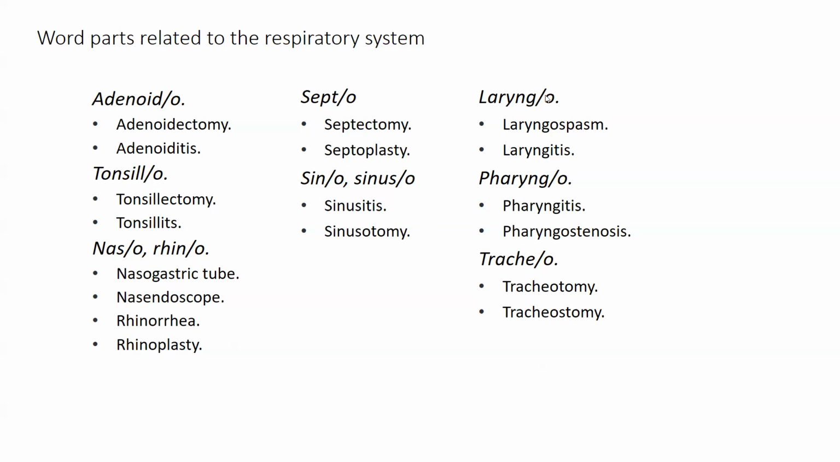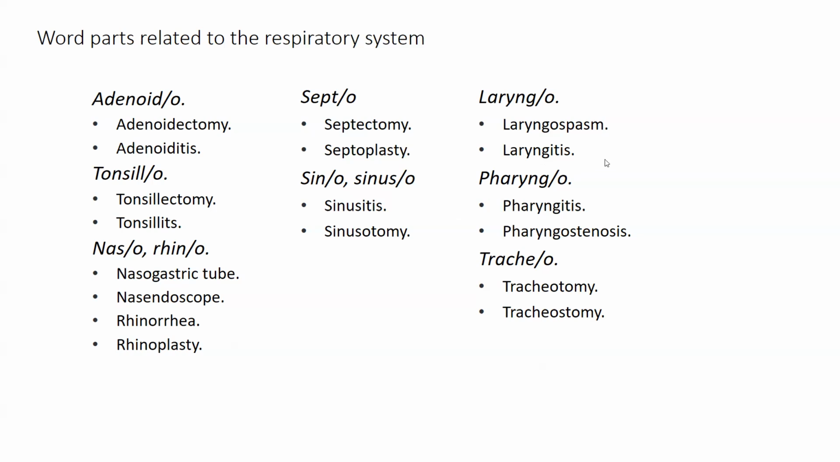Laryngo refers to the larynx, what's often referred to as the voice box because it contains the vocal folds. A laryngospasm would be a contraction of the larynx. A laryngitis would be an inflammation of the larynx, often affecting those vocal folds and your ability to speak.